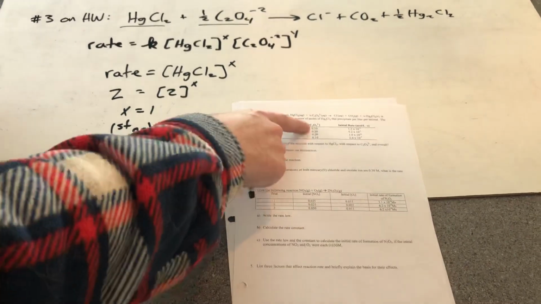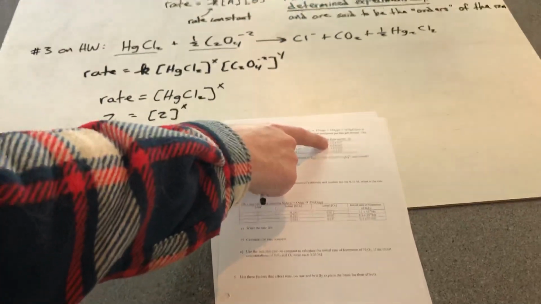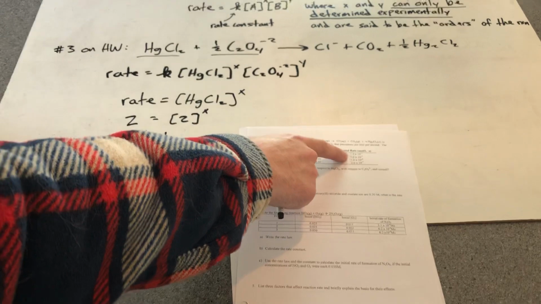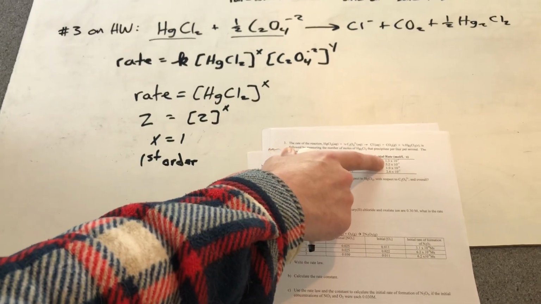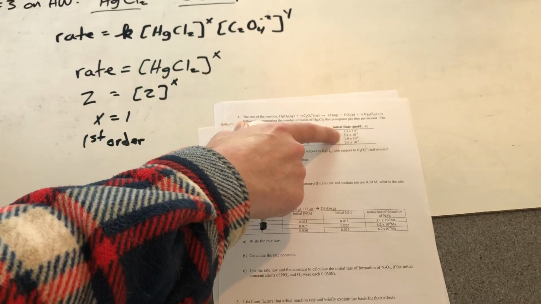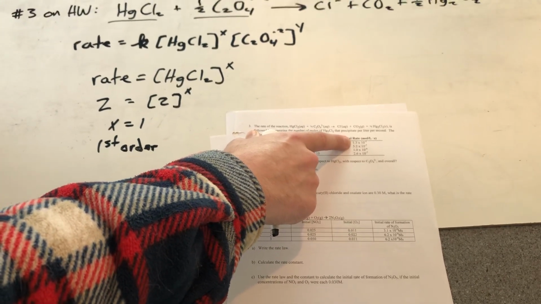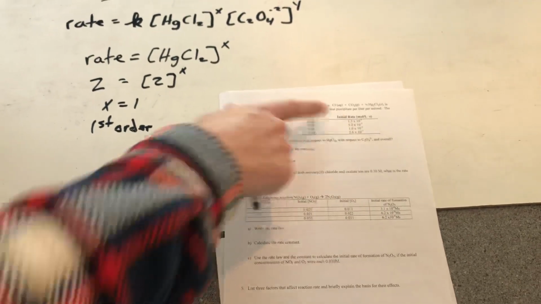So this remains constant, this doubles. C2O4 minus 2 is doubling. What happens to the rate? We're going from 1.3 times 10 to the minus 7 to 5.2 times 10 to the minus 7. So 1.3 to 5.2. It's not a doubling because that would be 2.6. It's not a tripling because that would be 3.9. It's a quadrupling, right? 1.3 times 4 is going to get me 5.2 times 10 to the minus 7.